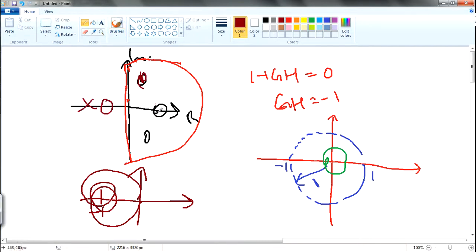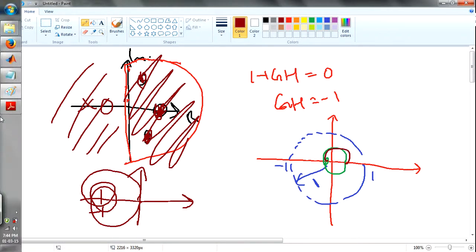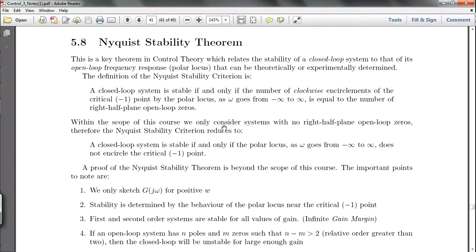We didn't have any poles or zeros in the right half plane, so that's why we didn't study anything in the right half plane. We only study the left half plane. So therefore, if your system is within the minus 1, you should be stable. You must be stable.